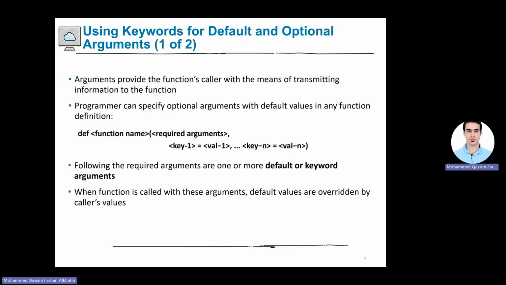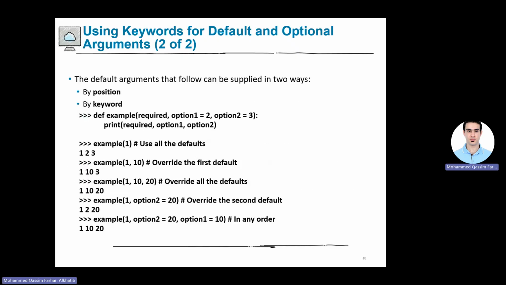Okay, duplicates. So we did that already. The default arguments that follow can be supplied in two ways, by position and by keyword. We've done that already. All right.